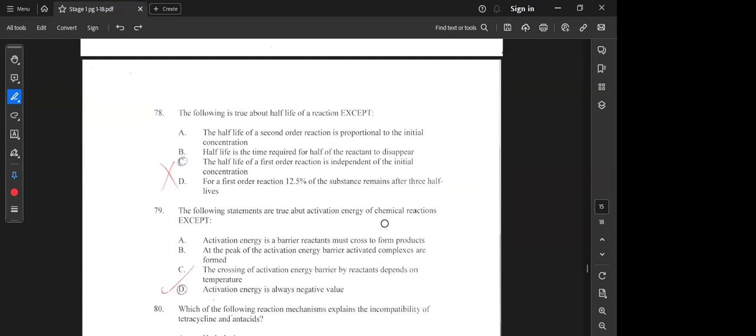If you have questions or need more clarification on these chemistry questions, just unmute or type in the group. The following is true about half-life of a reaction, except: the half-life of a second order reaction is proportional to the initial concentration. Half-life is the time required for half of the reactant to disappear. Half-life of a first order reaction is independent of the initial concentration. For a first order reaction, 12.5% of the substance remains after 3 half-lives.